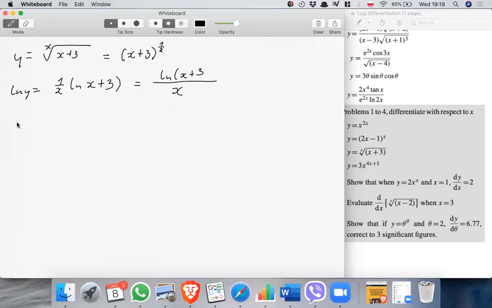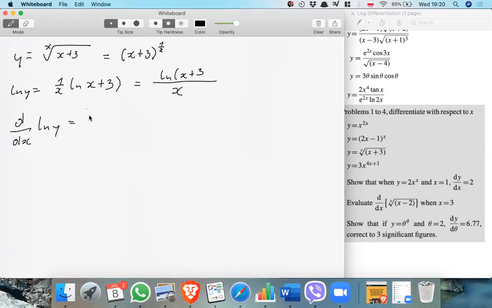So now to take that derivative, d/dx of ln y, I'm taking the derivative of this expression, which is ln of x plus 3 over x.